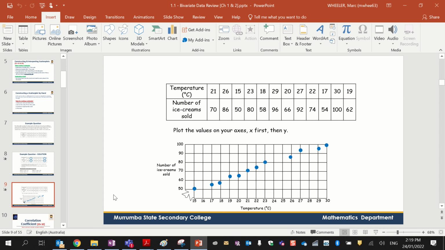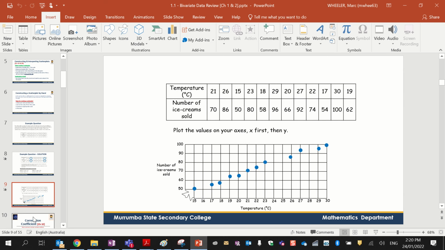Once you've drawn your axes in, you can see that little squiggly section, that means the axes have been truncated. You put your different values down for your axes, and then you need to go through and plot the different values. So a temperature of 21 and 70 ice creams, you go 21 up to about 70 and you plot your point. This scatter plot does not have a line of best fit attached to it. That's fine, there's no need to do that yet because the question hasn't asked us that.